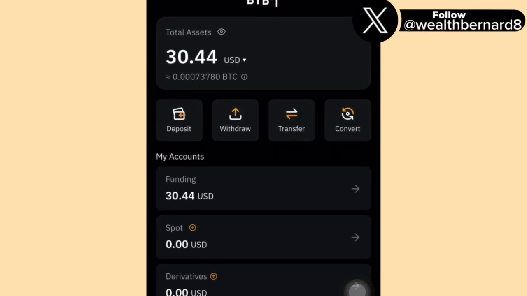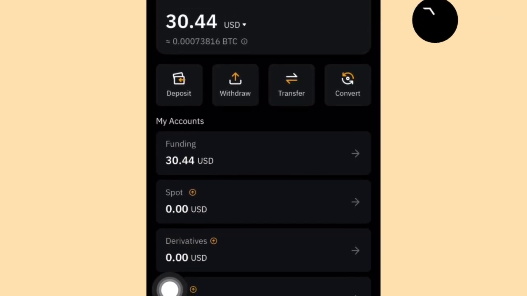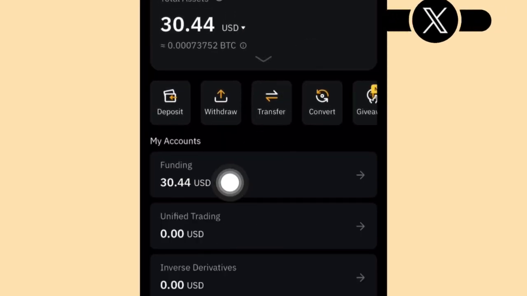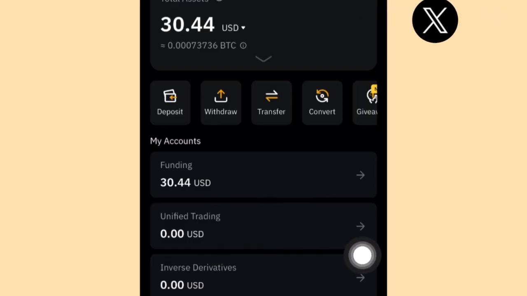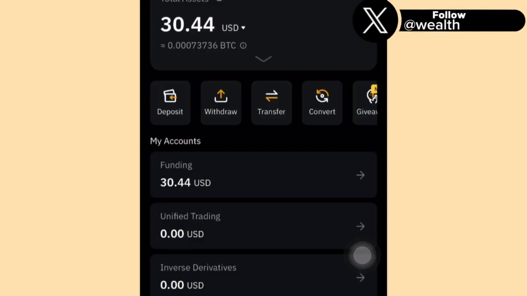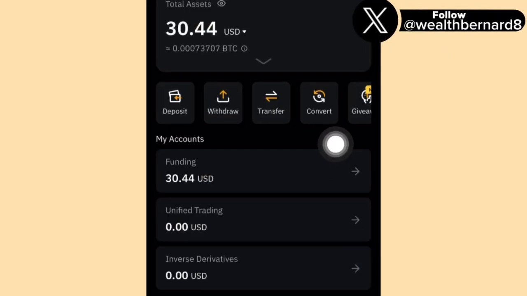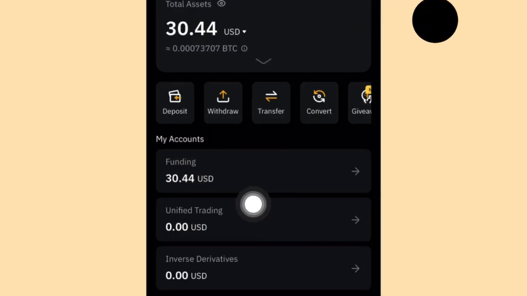You're going to see that we no longer have spot and derivative. You're going to be on unified trading. Right here you can see we now have Funding, Unified, and Inverse Derivative. So that is what we're going to be using, which is unified trading, and unified trading is the same as spot trading and derivative. However, for you to do spot trading or derivative or futures trading, you have to transfer your funds from Funding to Unified Trading, right?